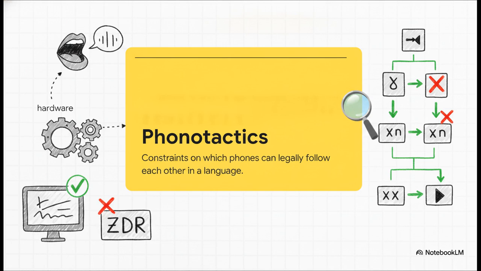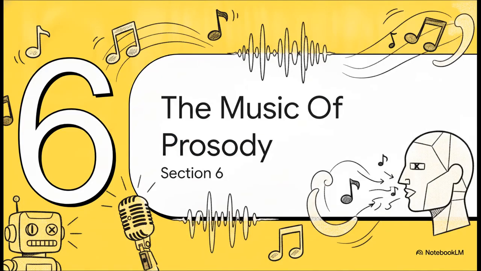Other languages might allow it, sure, but for an English speaker, the hardware will practically refuse to process it as a natural start to a word. And this underlying logic is exactly what we have to program into computers so they know what words are actually statistically probable. And finally, we arrive at Section 6, the music of prosody.